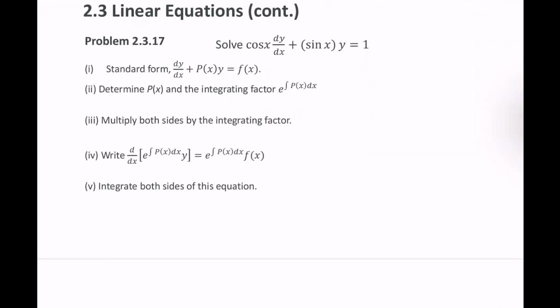Last one for the linear equation. Cosine x times dy over dx plus sine x times y equals 1. And this is not the standard form because of this cosine x in front of dy over dx. So what do we do? Divide. dy over dx plus sine x over cosine x times y equals 1 over cosine x.